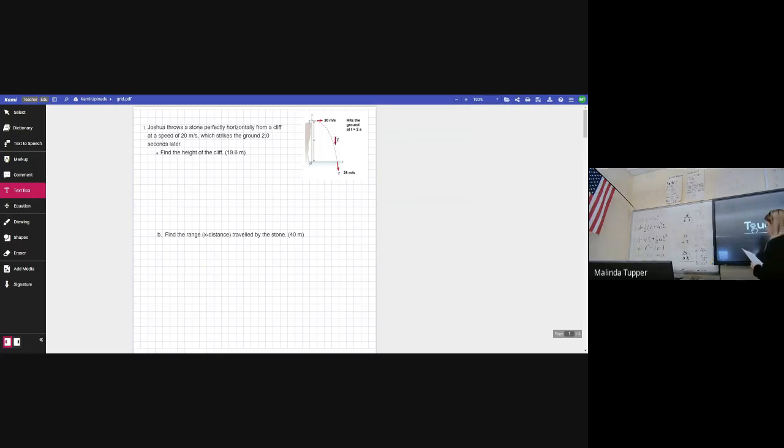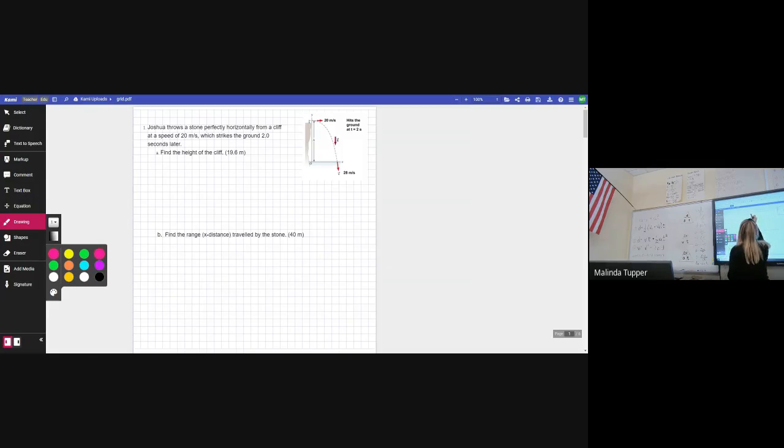And it says, Joshua throws a stone perfectly horizontally from a cliff at a speed of 20 meters per second, which strikes the ground 2.0 seconds later. Find the height of the cliff and find the range traveled by the stone. So I'm going to go through the steps to solve this. I always start out the same way with identifying my variables. So what do I know from the problem?